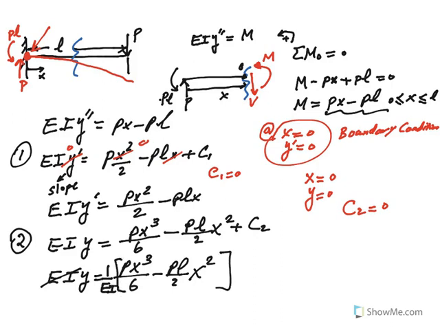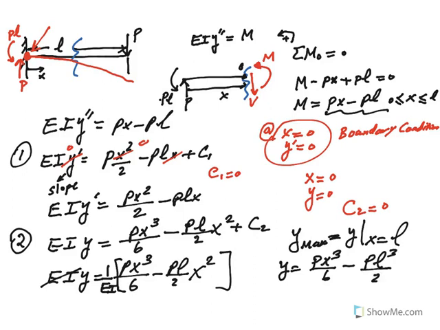And now, let's say you want to find your maximum deflection. Maximum deflection happens at x equals L. So go ahead and put x equals L here. If you do that, what do you get? You get y equals PL cubed over 6 minus PL cubed over 2. And if you calculate this, what do we get? We get 1/6 minus 3/6. So we end up getting minus 2/6. So we get minus PL cubed over 3 EI. I forgot the EI, by the way, here. Sorry.